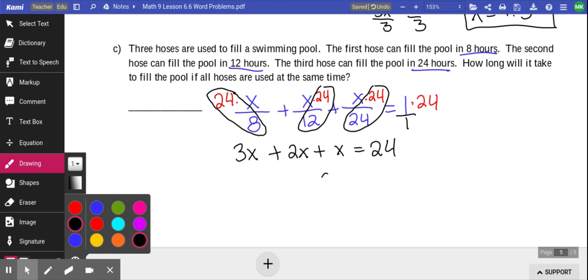Collect your like terms. That's 6x equals 24. Divide both sides by 6. And you get that their time together would be 4 hours.